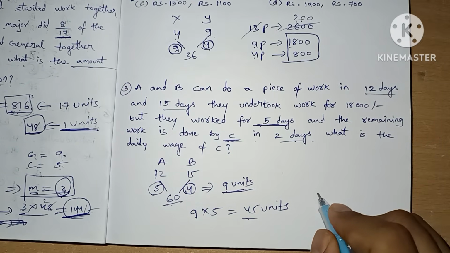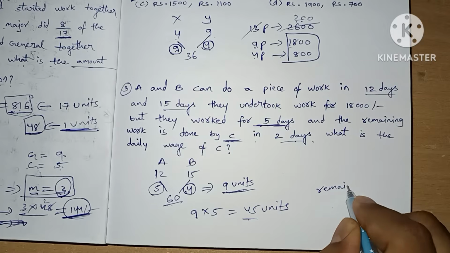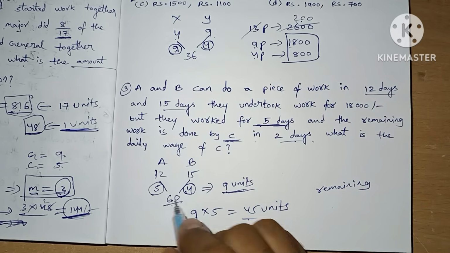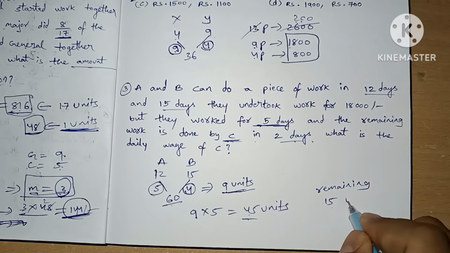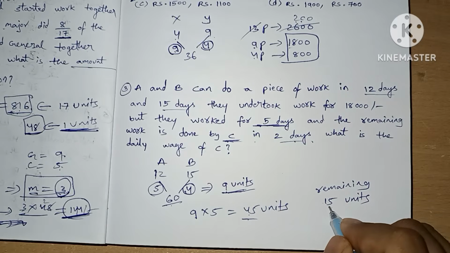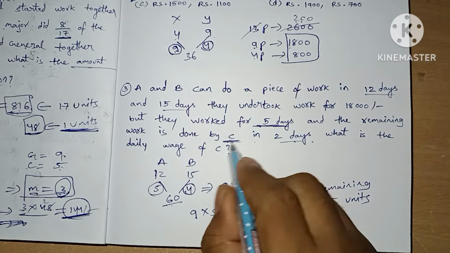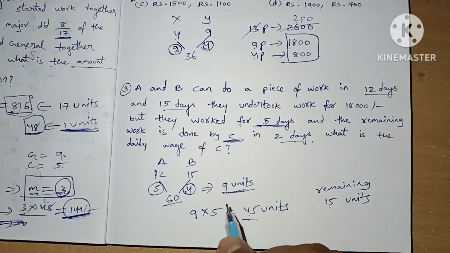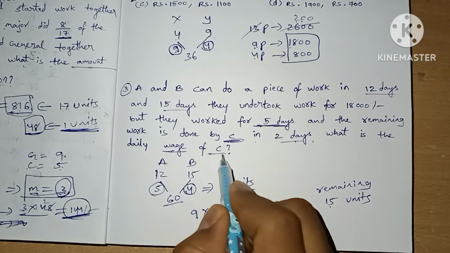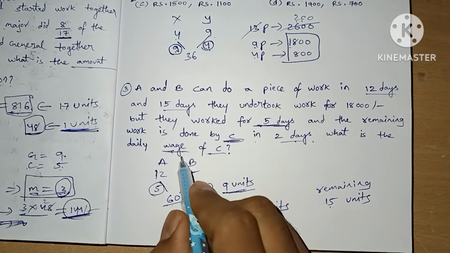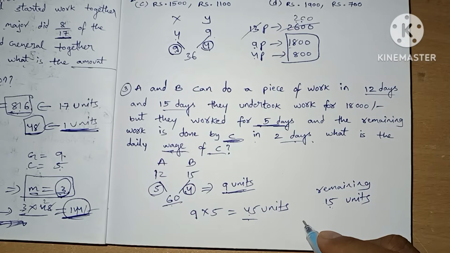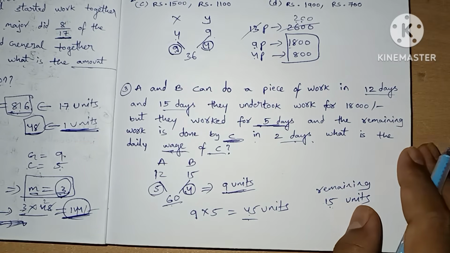Now the remaining is 60 minus 45, so 15 units are remaining. This 15 units is completed by C. We need to find the wage of C. I already said that wage is related to efficiencies.